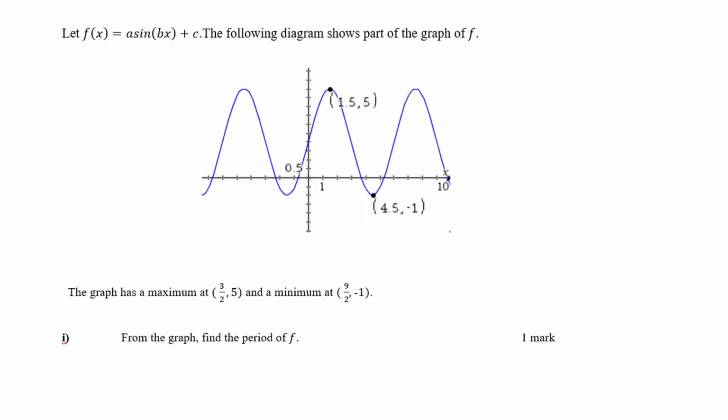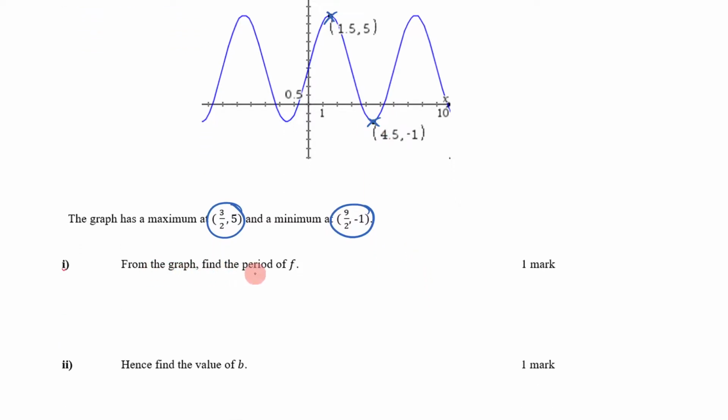We're going to answer this question before us. It says, let f of x be equal to this. The following diagram shows part of the graph of f. The graph has a maximum of this, which we can see here, and it has a minimum of this, which we can see there. The first thing that we need to do is, from the graph, find the period of f.